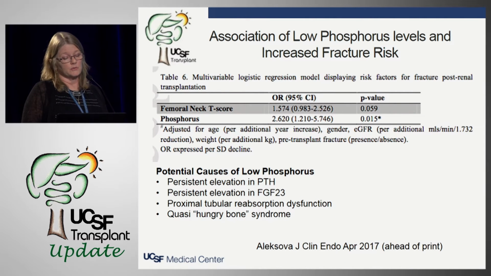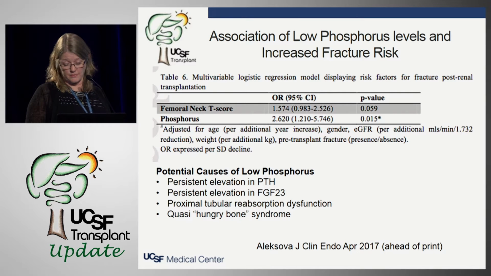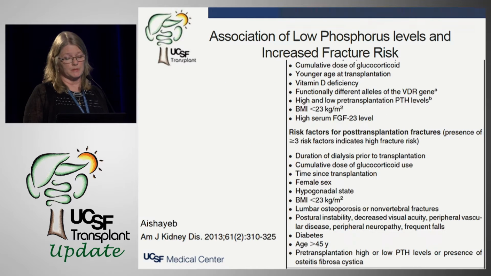So on the association of low phosphorus levels and increased fracture risk, what they found is that the femoral neck T-score, bone mineral density, showed almost a 1.6 increased risk, but again did not reach statistical significance. But a low phosphorus carried a 2.6-fold increased risk of fracture, and that did reach statistical significance. So again, it makes you wonder if maybe we're not doing enough to control phosphorus in our transplant recipients.